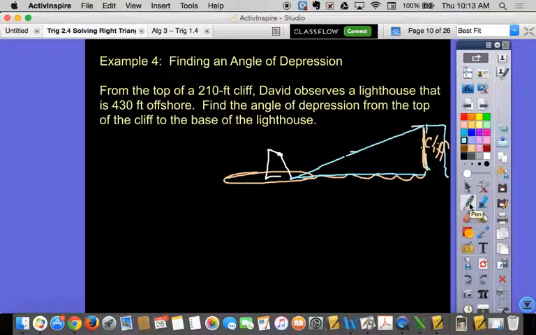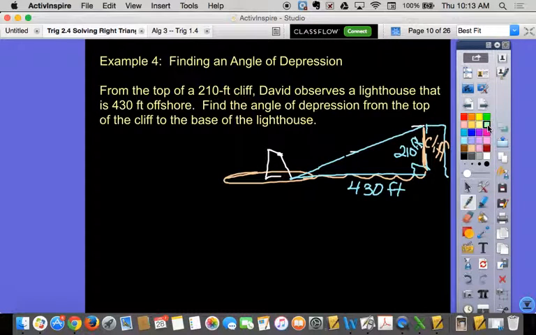Okay, you got your cliff. He observes the lighthouse. It's offshore. The angle of depression from the top of the cliff to the base of the lighthouse. So we did draw that right. We got a right angle. You just got to label your stuff. It's 430 feet away. That's always going to be horizontal distance. And you got 210 feet up the cliff. Find the angle of depression.